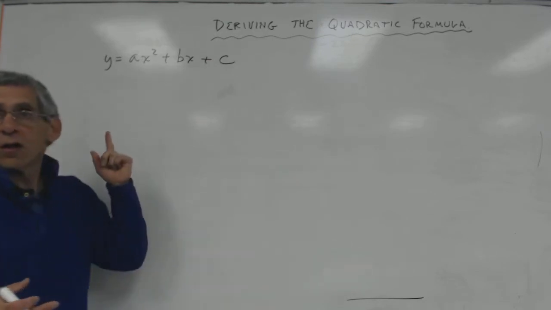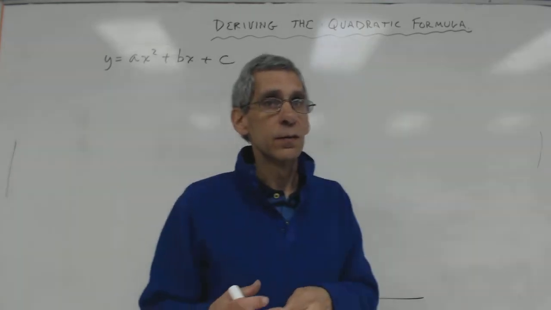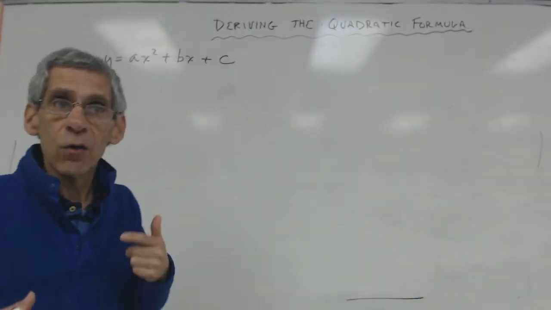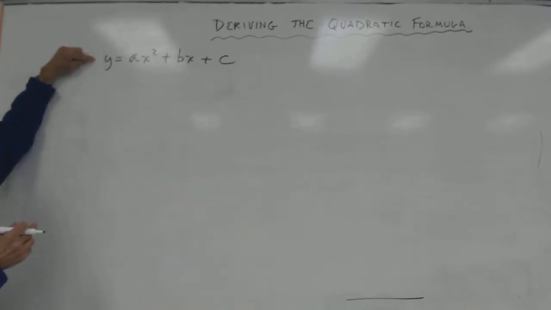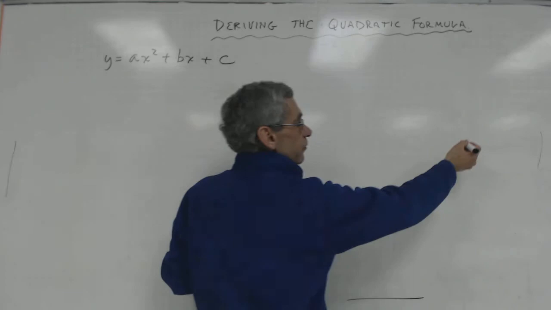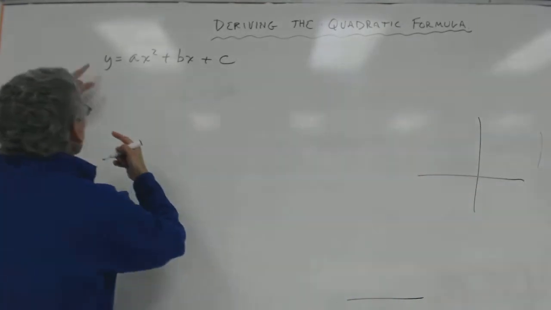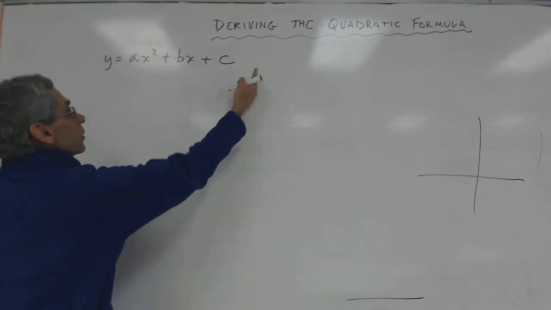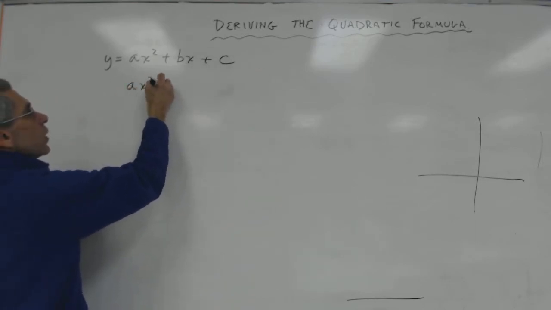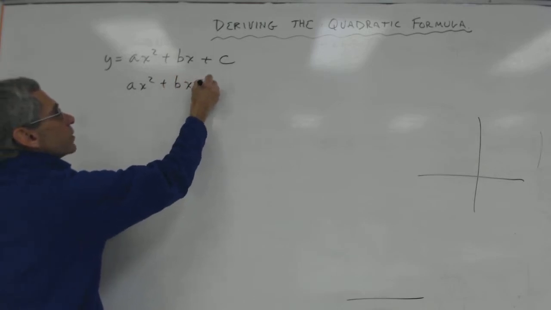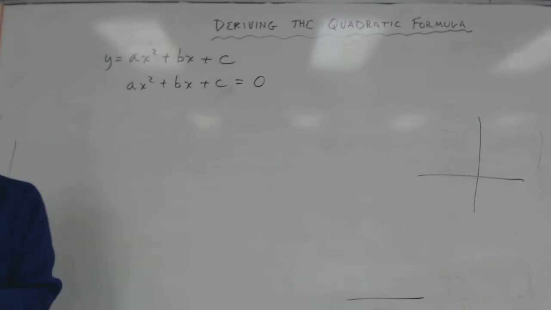So first of all, completing the square, it always has to equal what? 0 before I know what to do, right? So I'm going to make my y 0, because that's what I'm trying to find. I'm trying to find when y is 0, what are x's? So I'm going to make it equal to 0, but I like my 0 on the right-hand side, so I'm just going to rewrite it as ax squared plus bx plus c equals 0, right?